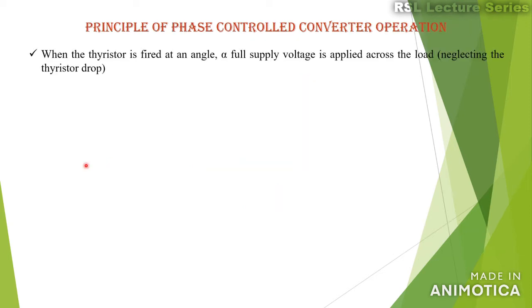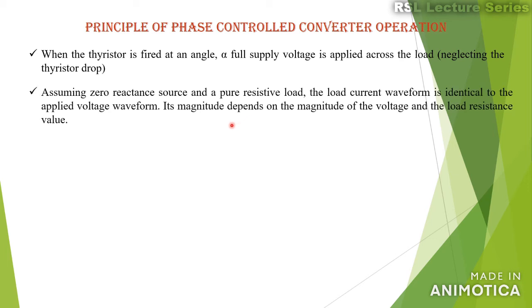Let us say that at a particular angle during the positive half cycle, anywhere in between 0 to pi, we can apply the gate pulse. Let us assume that at omega t equal to alpha we are triggering the thyristor. When the thyristor is triggered at an angle alpha, it will start conducting. It will act as a short circuit, and the current will start flowing through the circuit. Then the supply voltage will appear across the load. We have assumed the load as a pure resistive load, and also we have assumed that there is zero reactance on the source side.